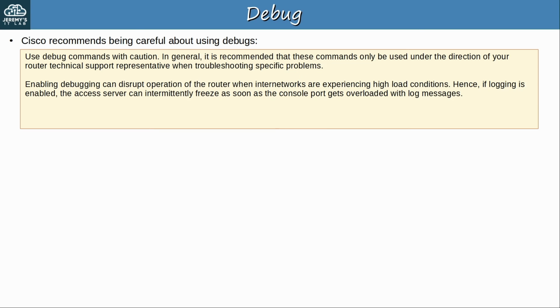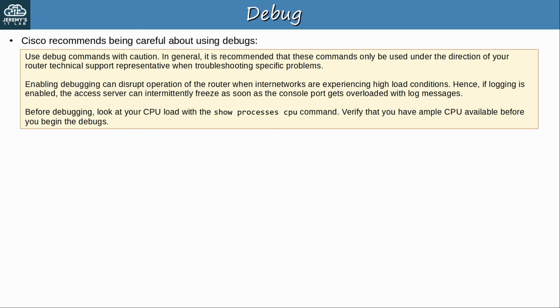Hence, if logging is enabled, the access server can intermittently freeze as soon as the console port gets overloaded with log messages. Before debugging, look at your CPU load with the show processes CPU command. Verify that you have ample CPU available before you begin the debugs. To summarize, debugs can increase the load on a device's CPU, so be careful about using them.